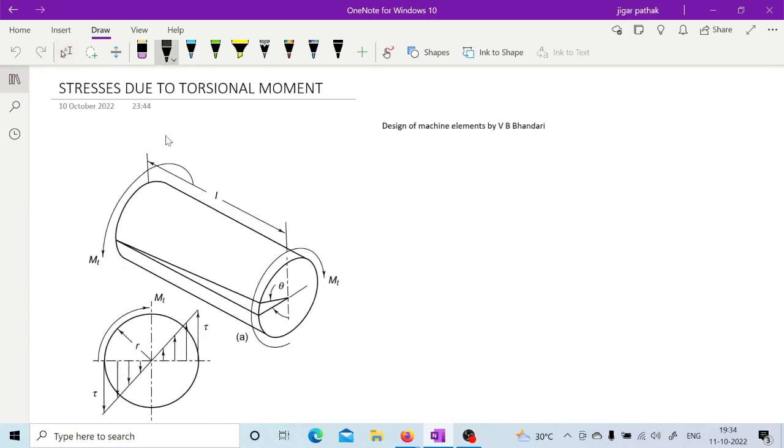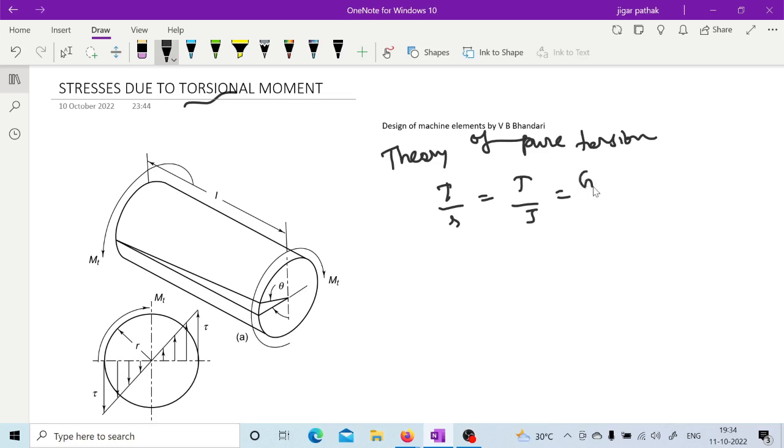Next is this torsional moment. So again, if you remember that theory of pure torsion in your strength of material, the theory of pure torsion is tau upon r is equal to T upon J is equal to G theta by L, where G is shear modulus, theta is angle of twist, L is the length, T is torque, J is polar moment of inertia, right? Then r is that distance, and tau is again shear stress.